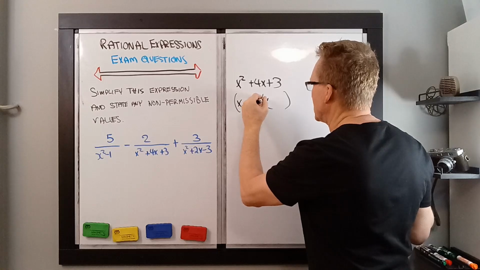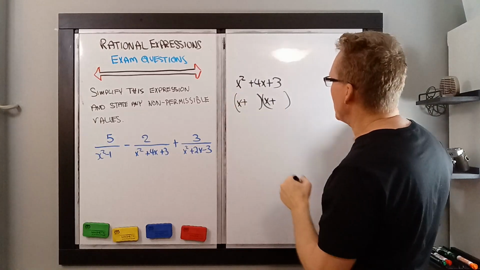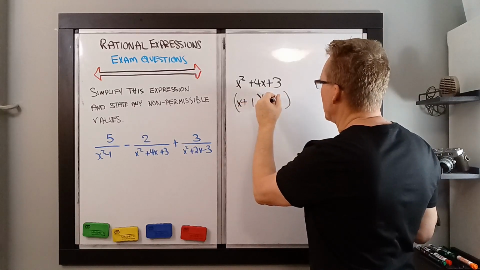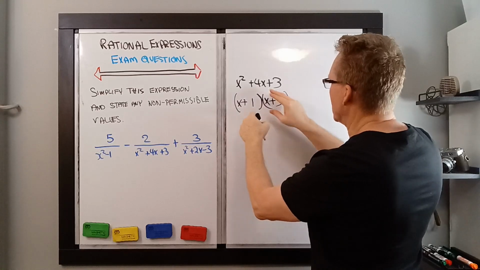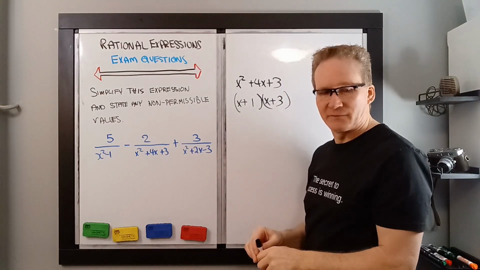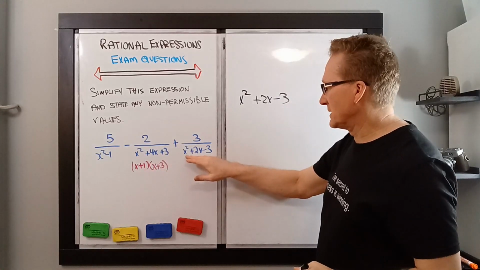This has to be an x, this has to be an x. Since this is positive and this is positive, both of these have to be positive. What is it that multiplies to 3 and adds to 4? Well, this is one of the easier ones. This multiplies to give you 3. This is 1x plus 3x. That gives you 4x. I'm going to write that one under here so we have that as a handy-dandy reference.